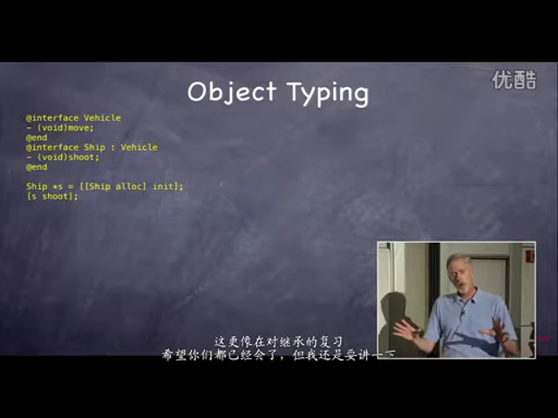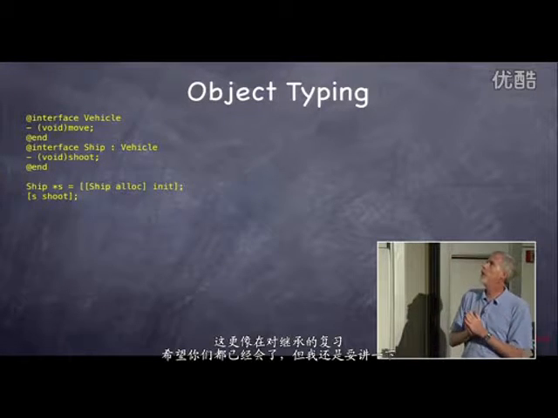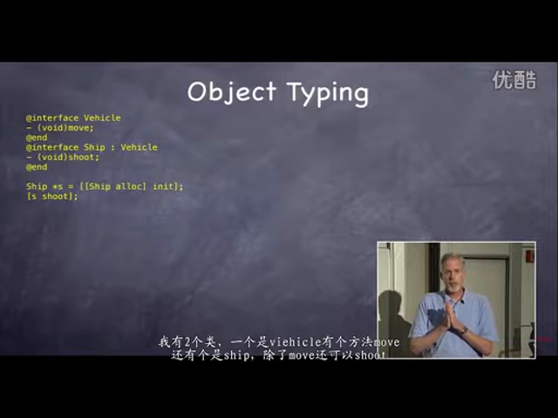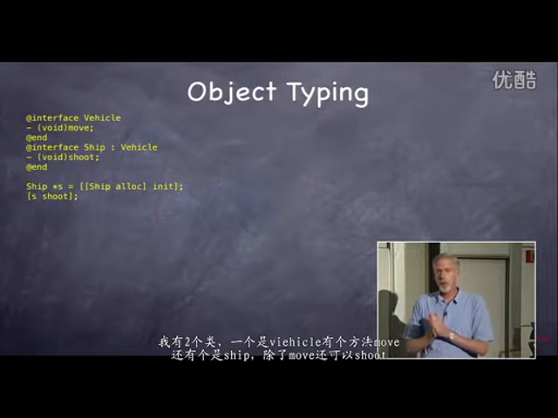Hopefully you all know this, but I'm going to throw it up here anyway. So I have two classes. One is Vehicle. It has one method, which is move. Vehicles can move.